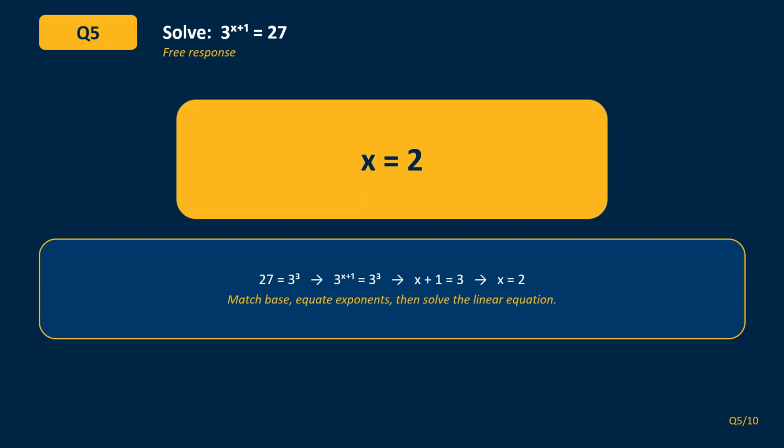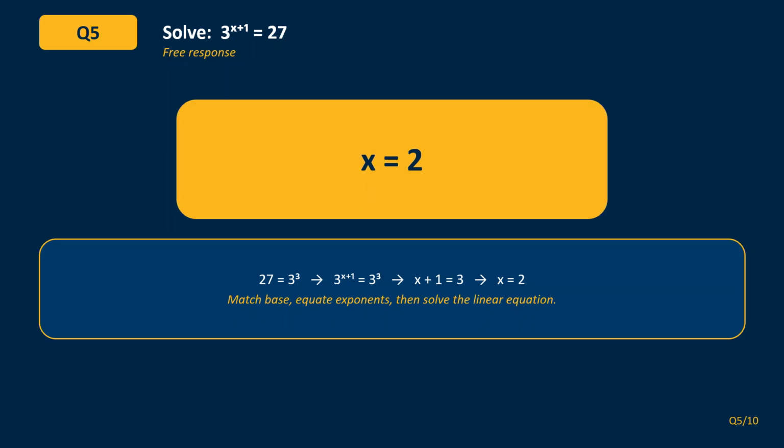We begin by expressing 27 as a power of 3. 27 equals 3 cubed. The equation becomes 3 to the quantity x plus 1 equals 3 cubed. Invoking the one-to-one property of the base 3 exponential function, we equate the exponents. x plus 1 equals 3. Solving this linear equation yields x equals 2.